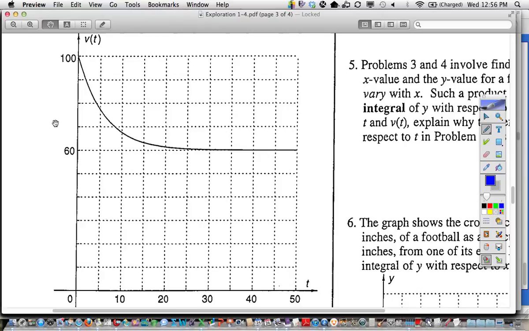Again, the key to this worksheet is units. Think about the units, okay, of the x on the graph and the y on the graph. Think about the units.